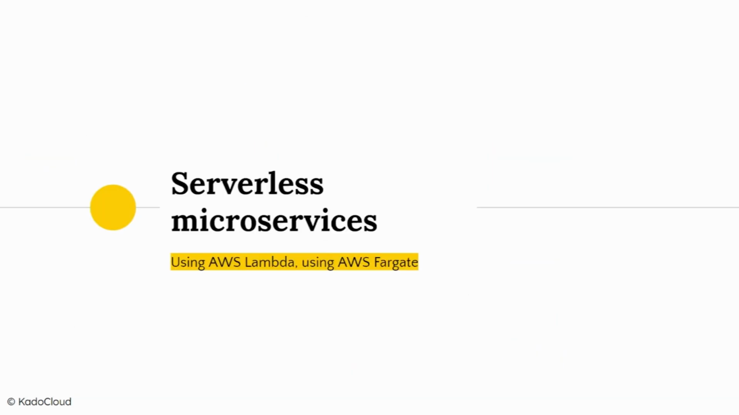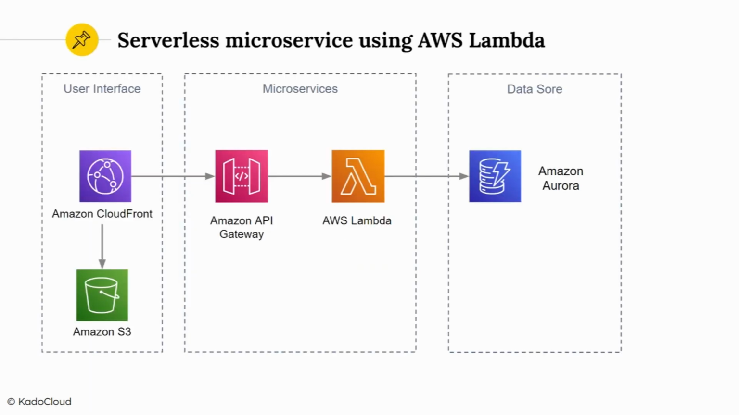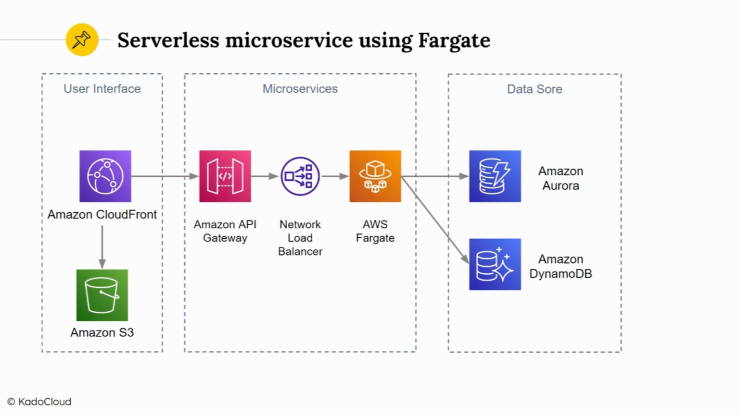In this lecture, I will show you two diagrams. The first diagram shows a serverless microservice using AWS Lambda, where the entire service is composed of managed services. This eliminates the need to design for scale and high availability, and also removes the need for operational tasks associated with running and monitoring the microservice underlying infrastructure. With Fargate, Docker containers abstract the underlying infrastructure, simplifying operations.